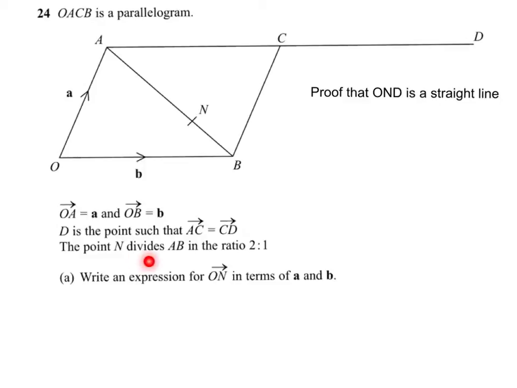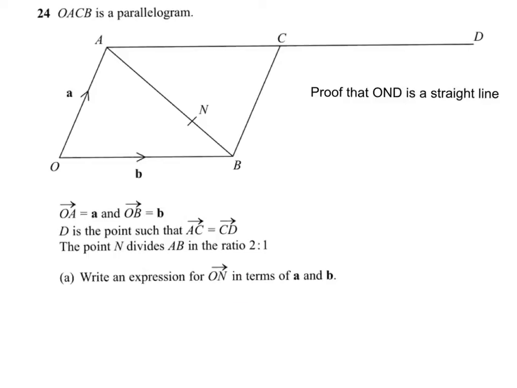We're told that the point N divides AB in the ratio 2 to 1, so AN is double the distance NB. And our first task is to write an expression for ON in terms of a and b, and the second task, it says proof, but it should say prove that OND is a straight line. So we'll start with the first task.